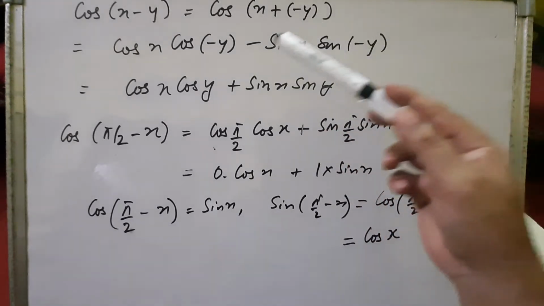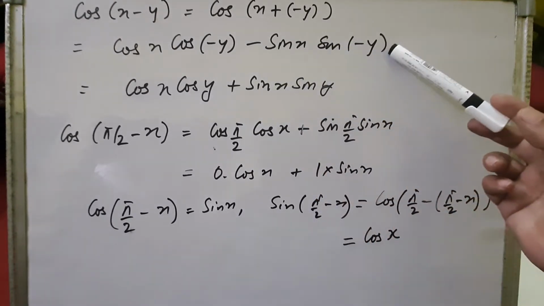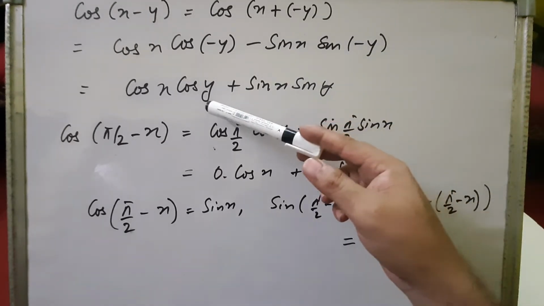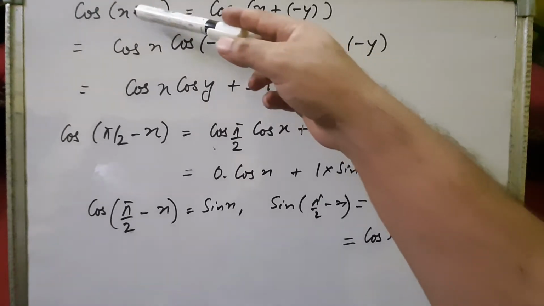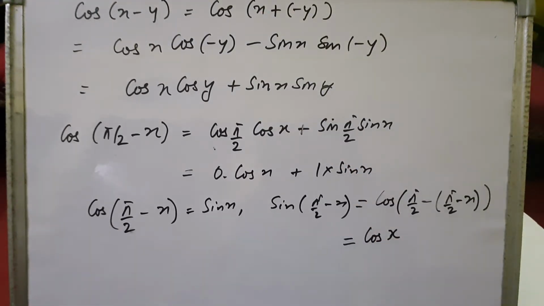Now we know that the cos of minus theta is cos theta. So it will become cos y. And sin of minus y will be minus sin y. So this minus minus will become plus. It will be cos x cos y plus sin x sin y. Right? So when the plus sign is there, you will get minus here. When minus is here, you will get plus here. Right, children? Understood? Let's see another formula, cos pi by 2 minus x.